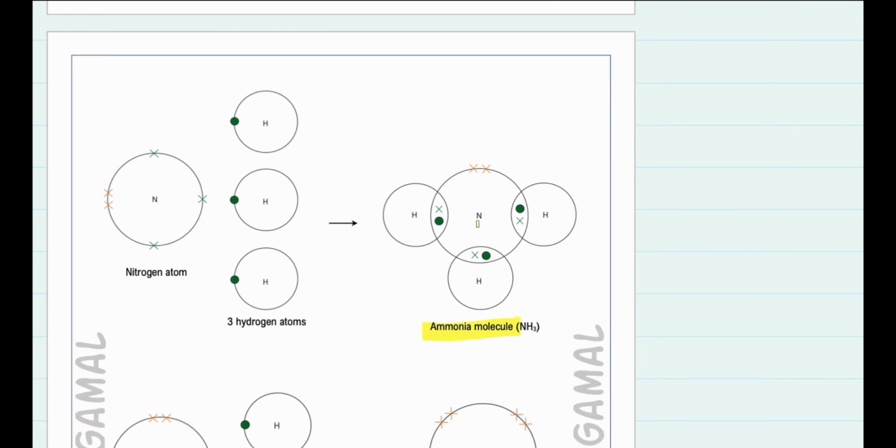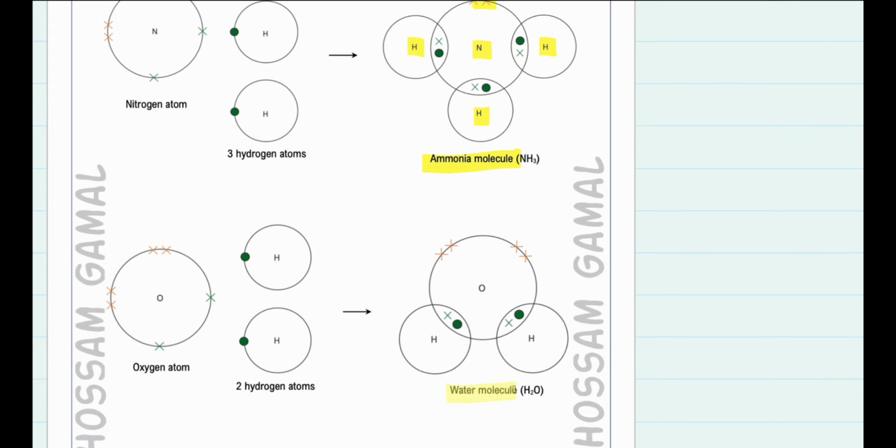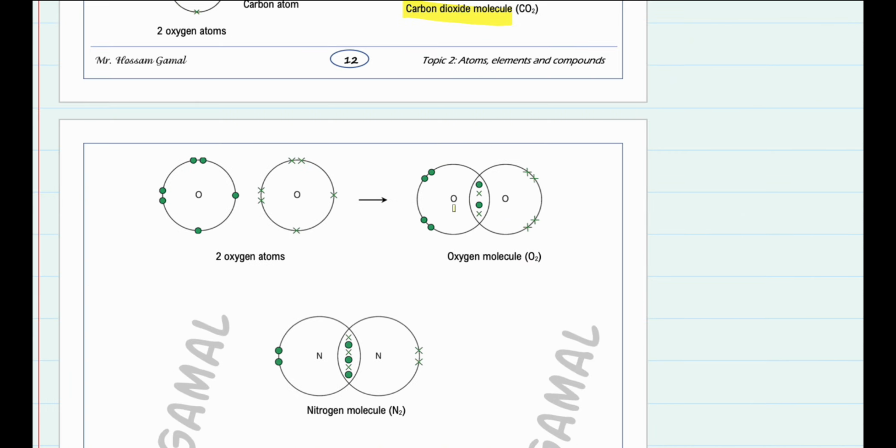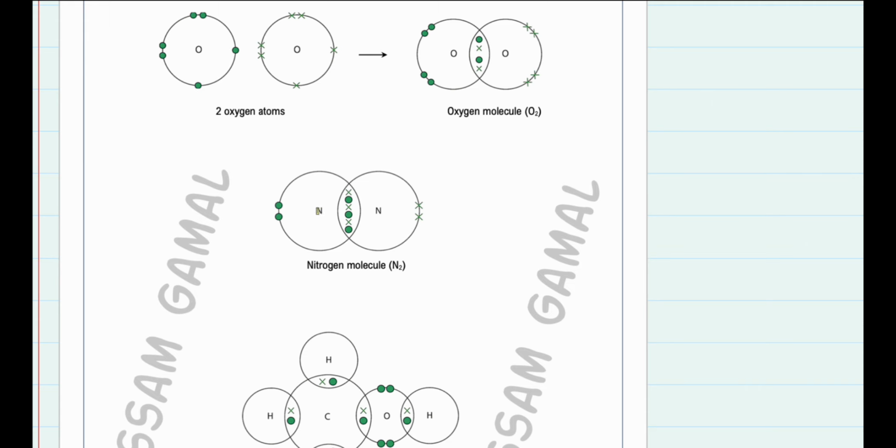In an ammonia molecule, we have a nitrogen central atom and 3 hydrogen atoms. And as you may notice here, 2 electrons of nitrogen are not shared with hydrogens. You have to practice drawing those dot and cross diagrams. In a water molecule, oxygen in the center and 2 hydrogens bonded to it, and we have 4 electrons that are not included in the bonding. An oxygen molecule is formed when an oxygen atom shares 2 of its electrons with another oxygen atom. In a nitrogen molecule, 3 electrons are going to be used in bonding from each atom, and we have 2 electrons that are not used in bonding for each nitrogen atom.